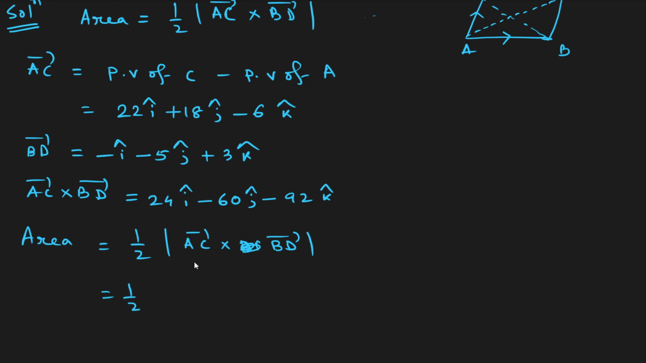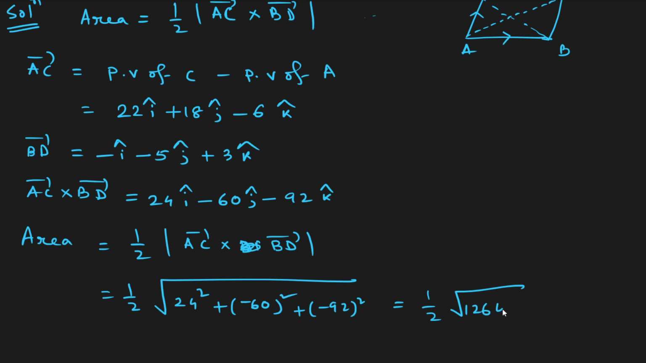So you already found this one, so it's half into root over 24 square plus minus 60 square plus minus 92 square. The numbers are a little bit big, but if we calculate, you will get half into 12640. If we take these two inside, then it will be 12640 by 4. So the final answer is the square root of 3160 square unit.